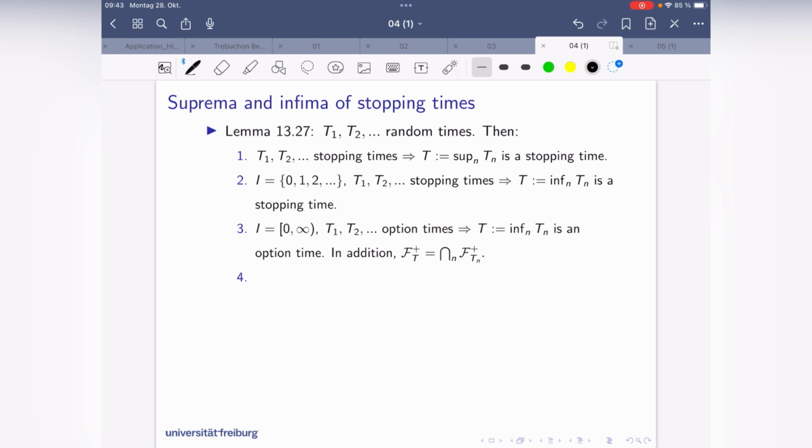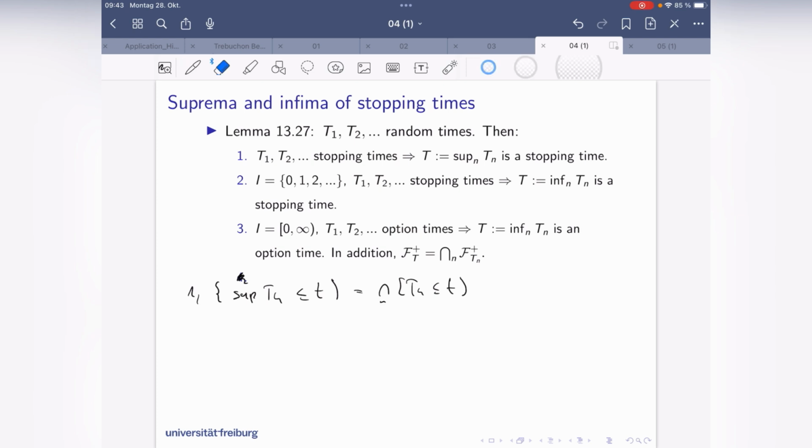So let's come to some more properties of stopping times: suprema and infima of stopping times. We already had that the maximum and minimum of two stopping times is a stopping time, and now we have infinitely many of these. First, we have that if you have a sequence of stopping times, their supremum is also a stopping time. And how can we show this? If small t is some arbitrary time, the supremum of Tn less or equal than t is the same as all of the Tn's being less or equal than t.